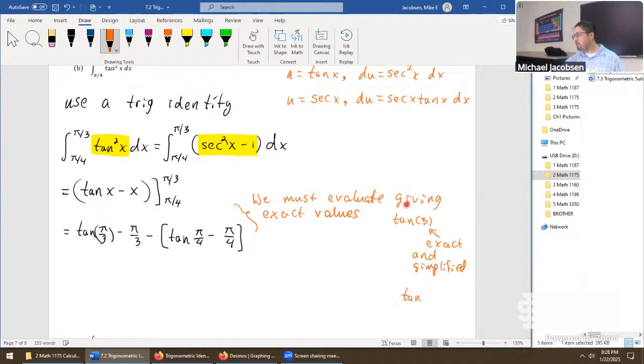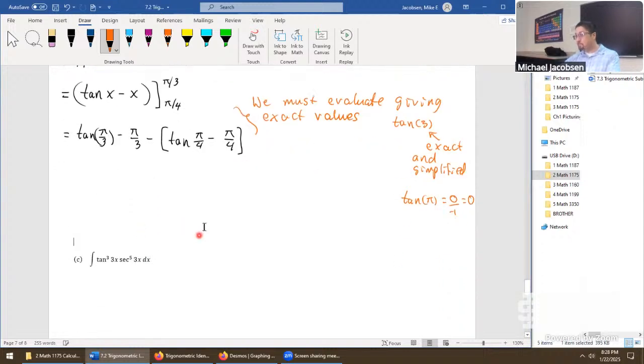But if you have tangent pi, we could evaluate this one. This is sine pi divided by cosine pi. Sine at pi is 0, cosine pi is negative 1. So this one evaluates to 0 exactly. So we have to do those evaluations on these trig functions, and it's something you probably were expected to do in Calculus 1.